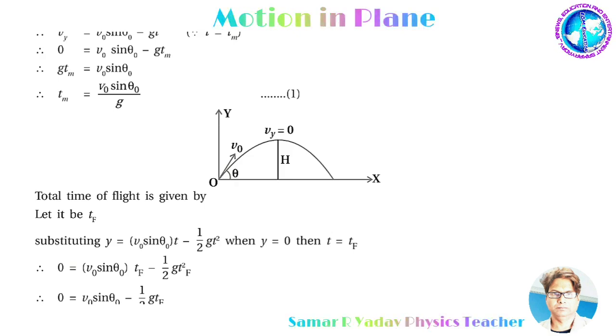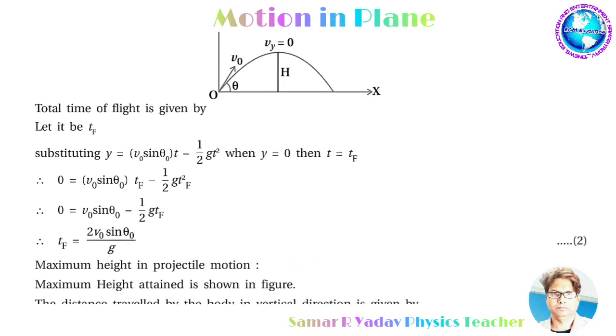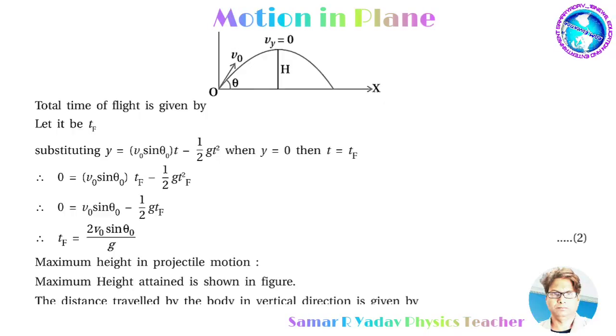Total time of flight, let it be Tf. Substituting in y = (v0 sin θ0) t − 1/2 g t², when y = 0, then t = Tf. Therefore 0 = (v0 sin θ0) Tf − 1/2 g Tf². Therefore 0 = v0 sin θ0 − 1/2 g Tf. Therefore the time of flight Tf = 2 v0 sin θ0 / g.